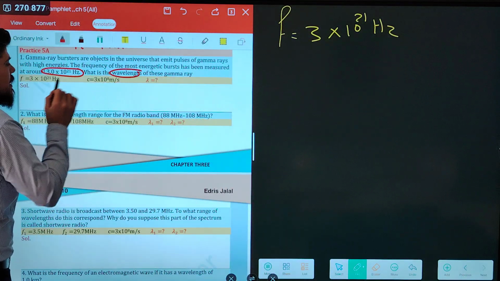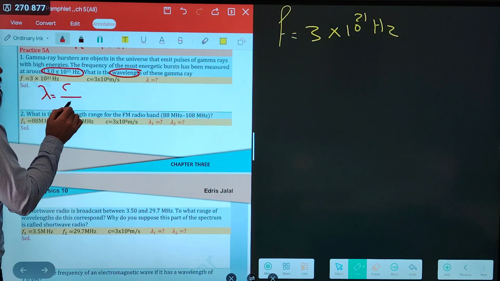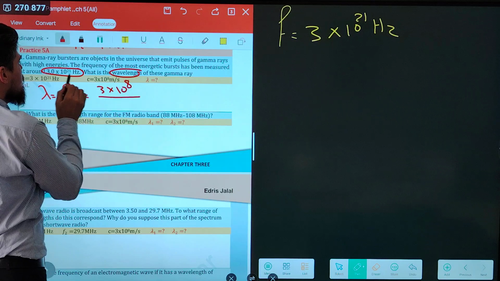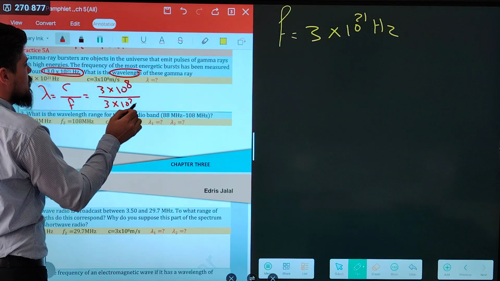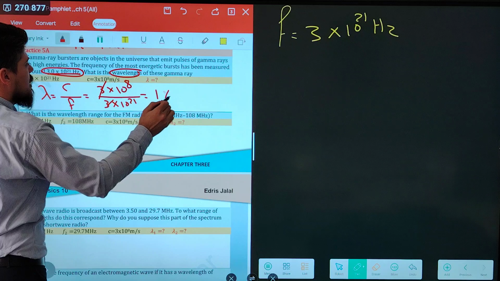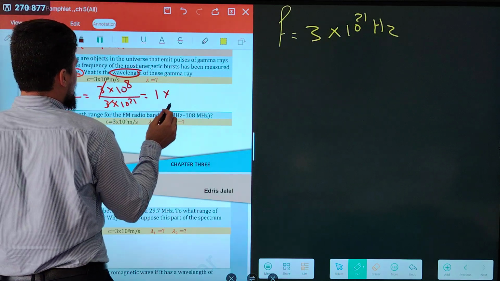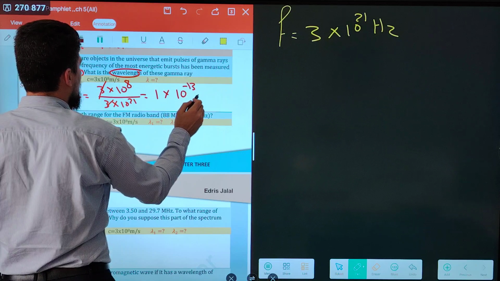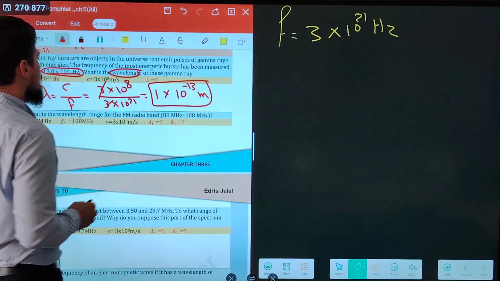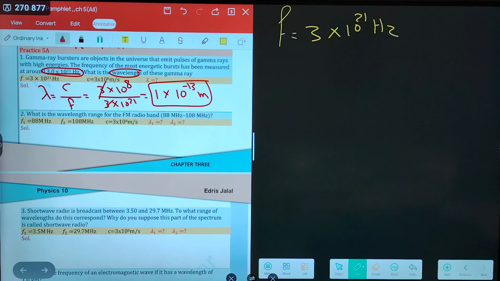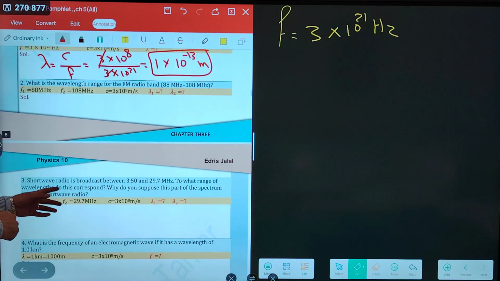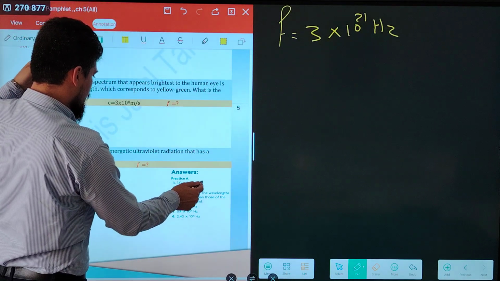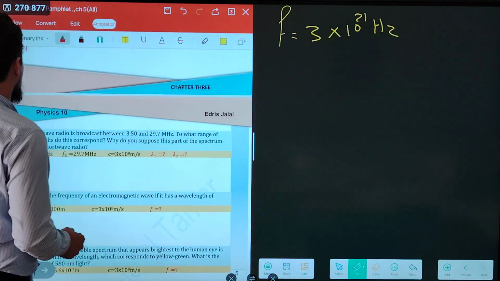Wavelength is equal to what? C over F, C is constant. Frequency is given as 3 times 10 to the power 21. 3 with 3, 1 times 10 to the power 8 minus 21, so 10 to the power negative 13 meter. This is the wavelength for this gamma ray, which is the shortest wavelength. Question 1 answer: 1 times 10 to the power negative 13 meter.